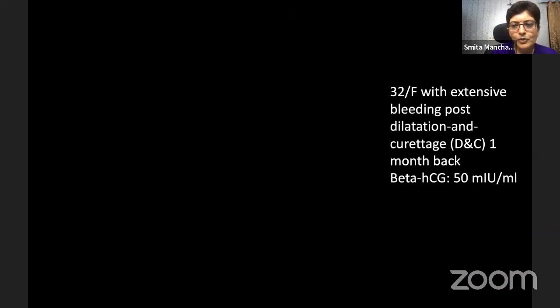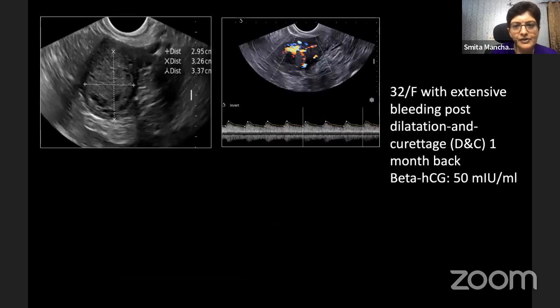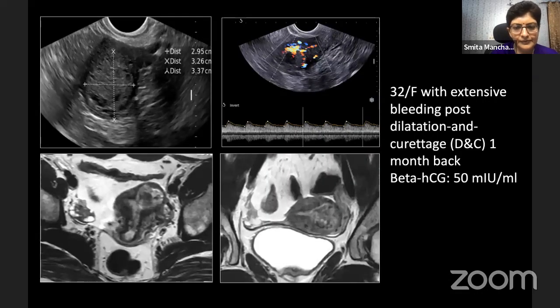32-year-old, extensive bleeding post D&C, 1 month back, now beta HCG 50. So here you can see, try and identify whether you think the mass is within the endometrial cavity. It has a degree of vascularity. Here, try and identify, this is the lesion, this is the lesion, beta HCG 50.